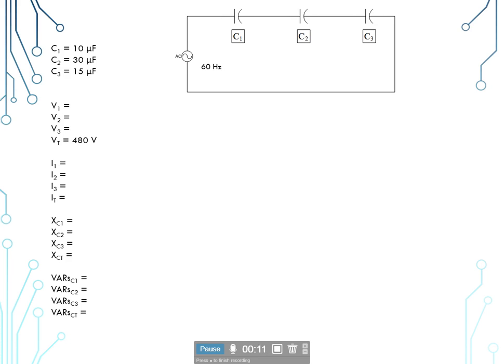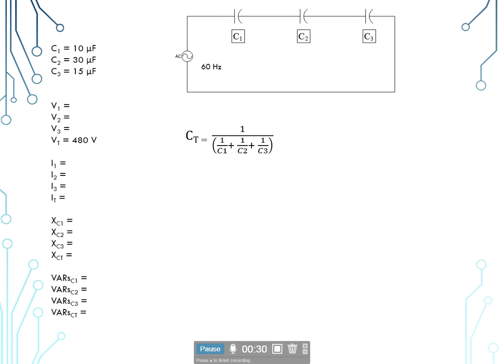Now, whenever we're working with purely capacitive circuits, where we have no resistors, no inductors, just the capacitors in there, we have to do things a little bit differently. We have to flip-flop our formulas. So we'll use the reciprocal formula to find our total capacitance.